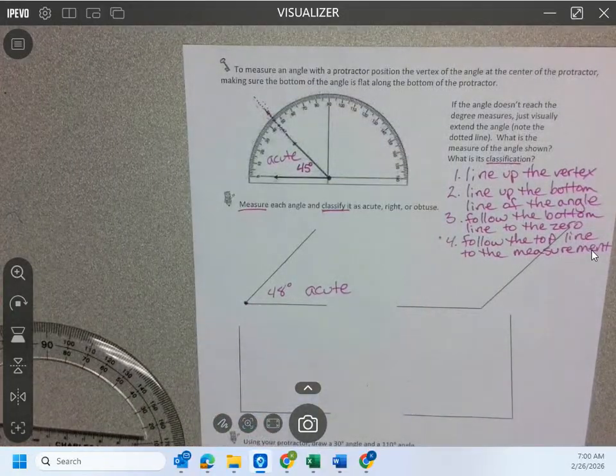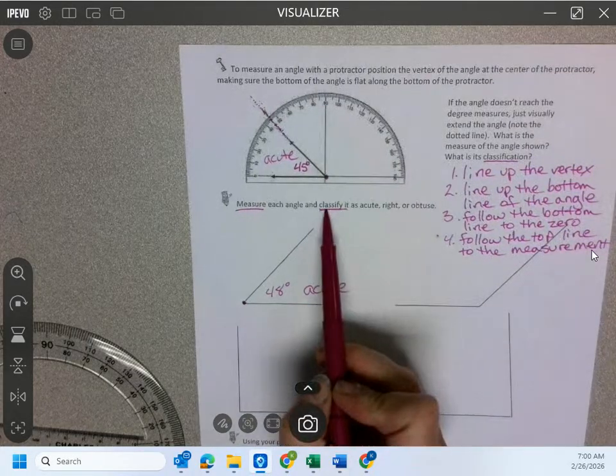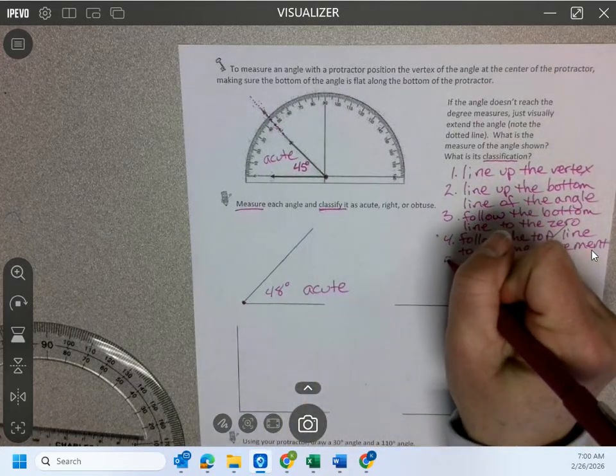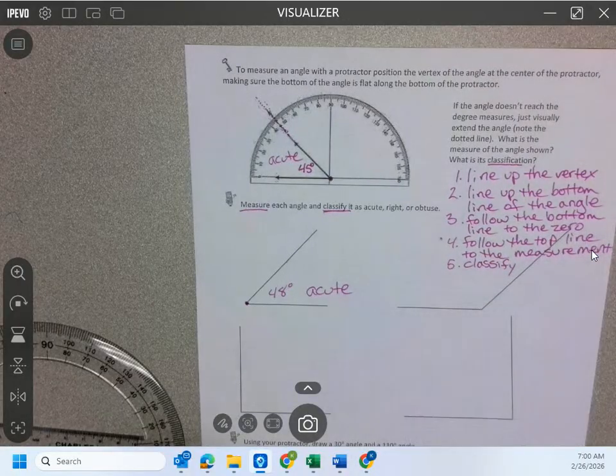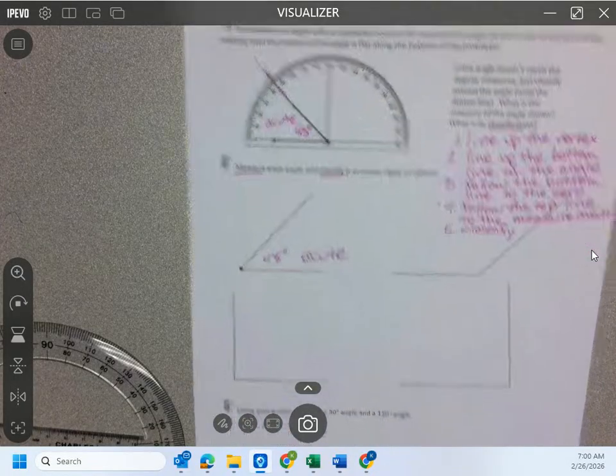Then you're going to follow it up to where that top line of the angle hits the protractor and write down that measurement. Last step is to classify it. On the test, I always have people who forget to classify. Don't forget to classify. So do these 3 angles yourself.